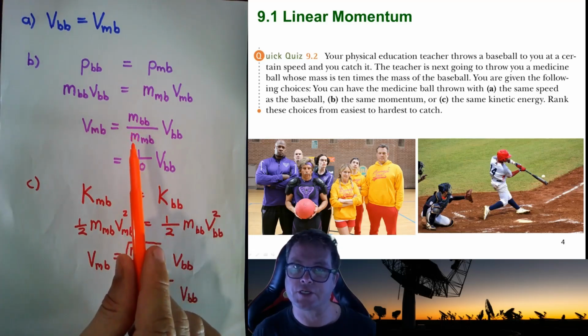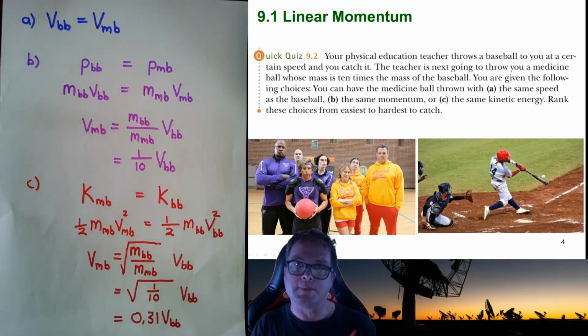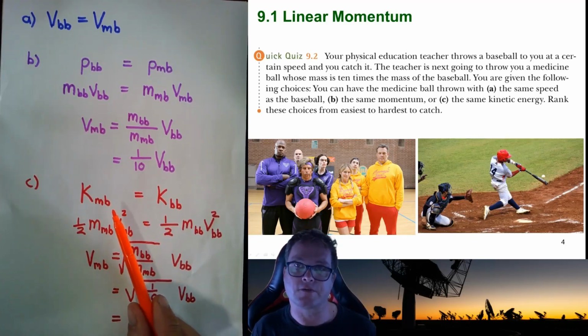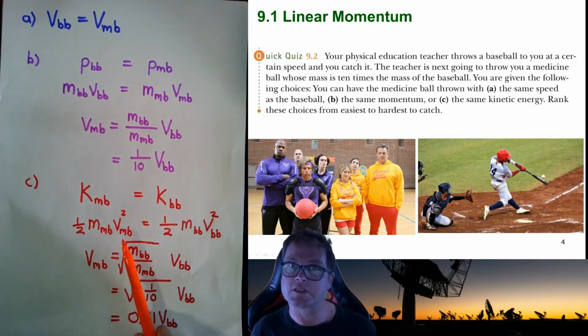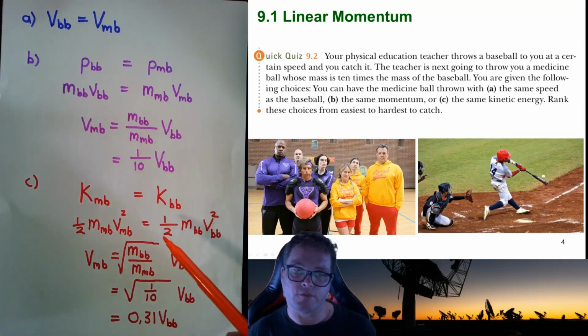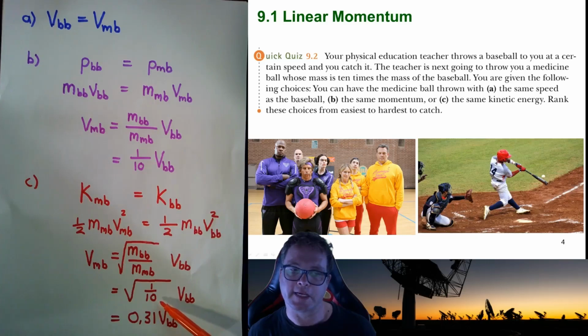Here I've used the fact that the ratio of their masses is 1:10. Similarly, looking at case C, we're told the kinetic energy of the two is the same. Remember, the symbol we use for kinetic energy is capital K, and kinetic energy is given by half mv squared. Once again, we substitute the values in, and what we're trying to do is get the speed of the medicine ball on one side and the speed of the baseball on the other side. In this formulation, you can see the factor difference between the two is the square root of 1/10, which is 0.31. So the velocity of the medicine ball is around about 1/3 that of the baseball.